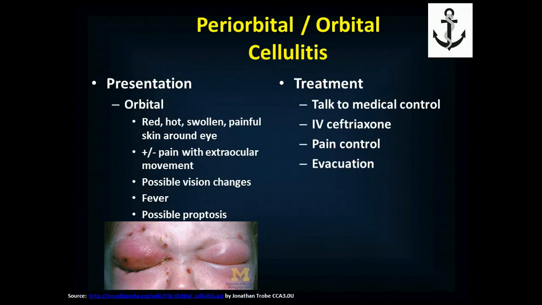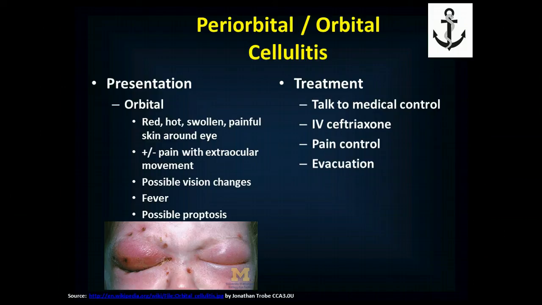In orbital cellulitis, you've got that same redness and swelling around the eye. They will typically have pain with extraocular movement, although that's not 100% true. Typically, because there's so much inflammation around the muscles of the eye, it hurts when they look around. They will have vision changes eventually as the optic nerve is involved, or if there's a lot of swelling and abscess and the eye gets pushed forward and the optic nerve gets stretched.